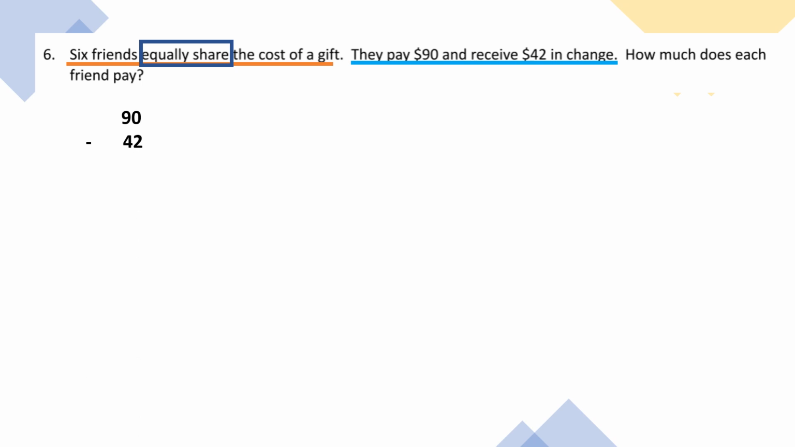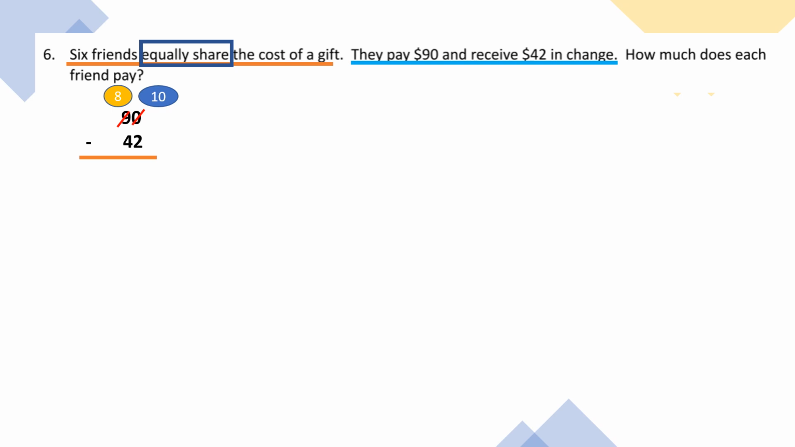Okay, so I know that if I set up my problem, 90 minus 42 would be the problem that I'm going to write. They pay $90 and they receive $42 in change, so that means I can figure out how much the gift cost total. Let's start with the ones place. 0 minus 2, can't do that. So I'm going to go next door and borrow. The 9 is going to become an 8, and the 0 is going to become 10.